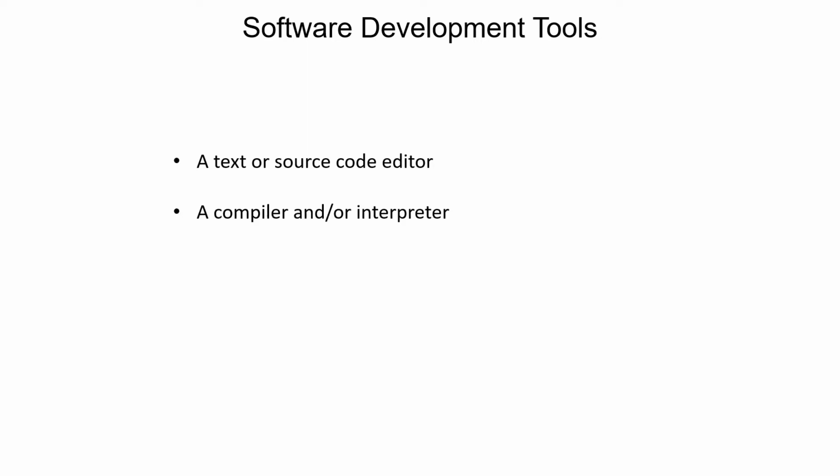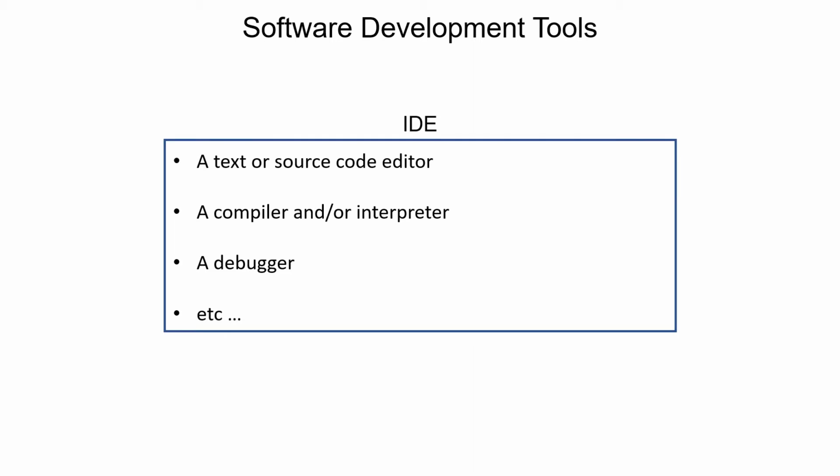In order to write software, a developer needs some development tools. These tools usually include a text or source code editor, a compiler and/or interpreter, a debugger, etc. An integrated development environment, or IDE, is a software program that combines or integrates these things into one place, making it easier for the developer to create or develop software. As we are about to start writing code, in this lesson, we will look into IDEs.